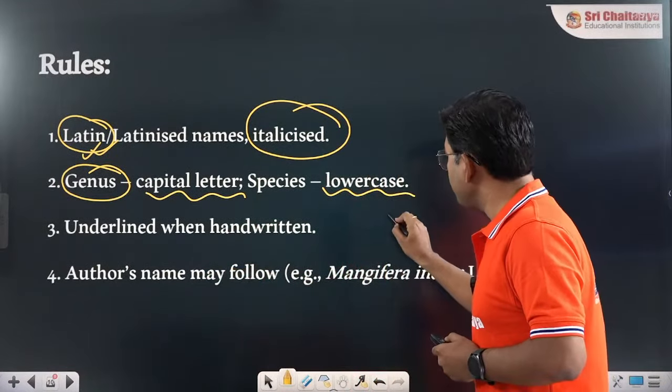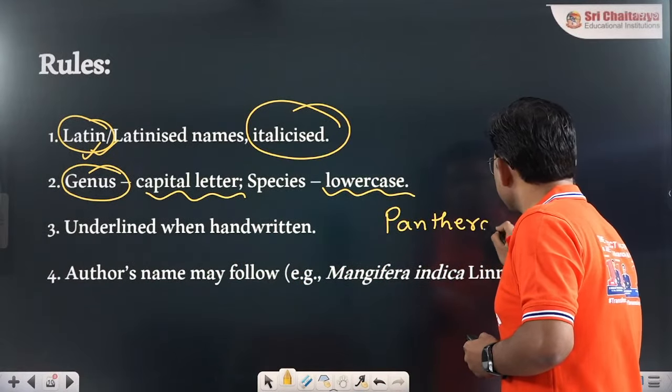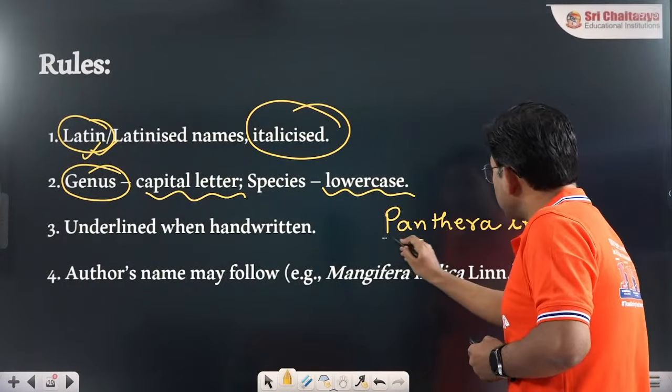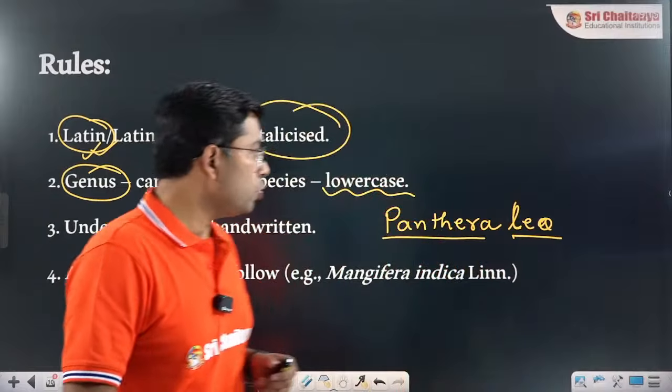For example, if I write Panthera leo. Panthera leo. So in Panthera leo, I will underline them separately. So this is one of the rules.